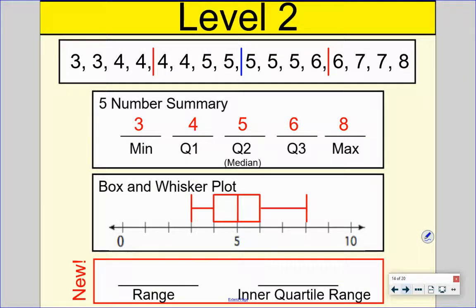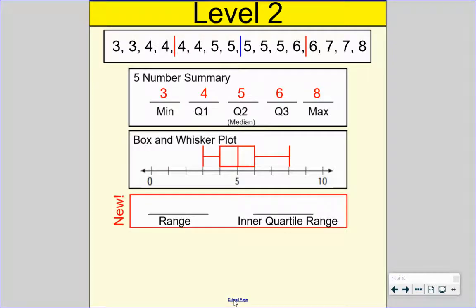Let's do another. Oh, here. I forgot. We have one more thing we're going to learn with this. Let me extend this a little bit. Our range and our interquartile range.